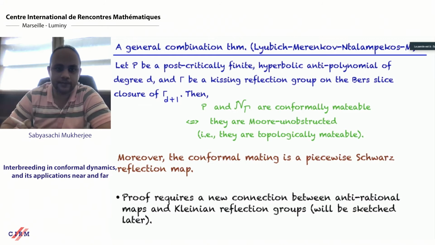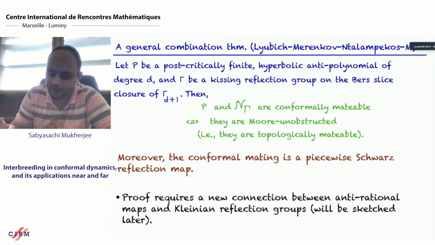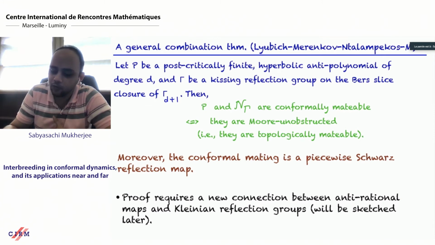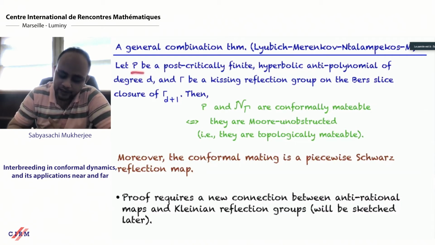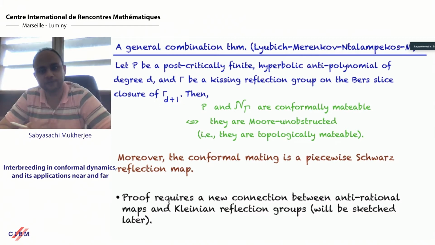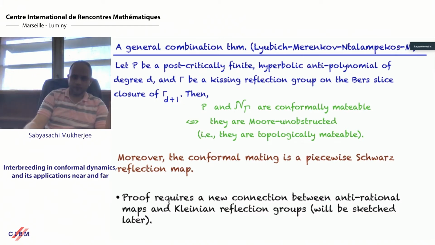Let me state the general combination theorem first, and then I'll say what new techniques are required to prove a theorem of this sort. This is joint work with Michel Lewitz, Sergei Merenkov, and Dimitrios. Suppose that P is a post-critically finite hyperbolic antipolynomial of degree D, and gamma is an arbitrary kissing reflection group lying on the Baire slice closure of the ideal D+1 gon reflection group. Then the best theorem that you can hope to prove is that these two objects are conformally mateable if and only if there is no topological obstruction, as long as you can glue them topologically to get a sphere. And that turns out to be the case.